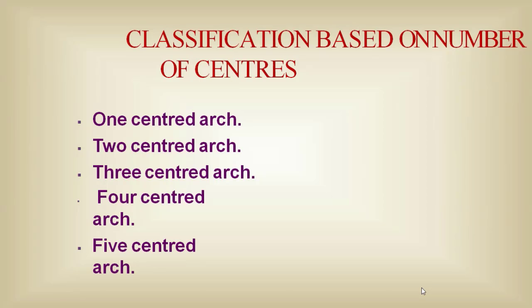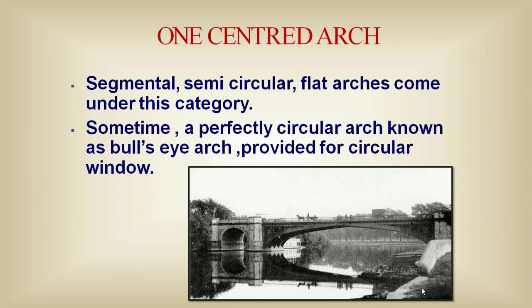Arches may also be classified according to the number of centers as follows: 1 center arch, 2 center arch, 3 center arch, 4 center arch and 5 center arch. So let us discuss it one by one. First is the 1 center arch. Flat arch, segmental arch, semicircular arch, horseshoe arch and steel arches are 1 center arches. Sometimes bullseye arches are used for circular windows, provided for aesthetic consideration. You can see the 1 center arch in the figure as well.